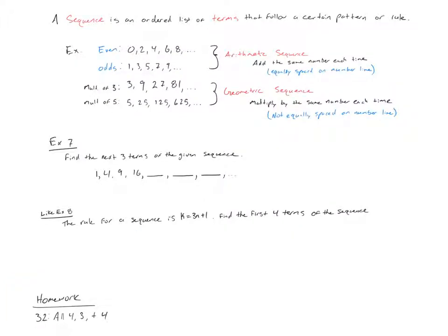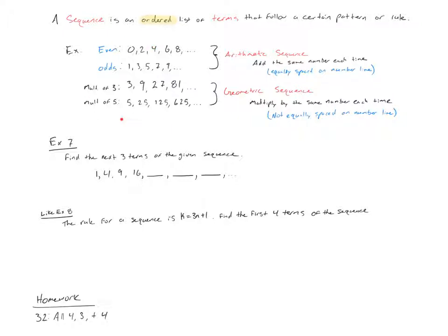Alright, now let's learn about sequences. A sequence is an ordered list of terms that follow a certain pattern. Whenever I say ordered, that simply means that there's a first one and a second one and a third one. And then terms are just each of those numbers between the commas.